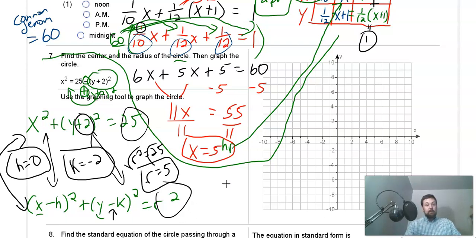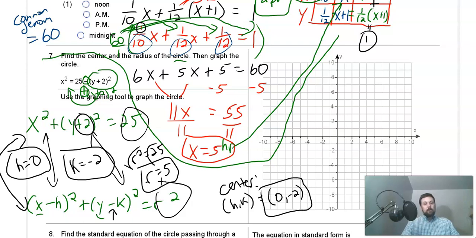The center is at h comma k. I guess this took more writing than I thought it would, or maybe I made it worse than it had to be. But the center is at h comma k. So here's h, here's k. So the center is at 0 comma negative 2. So there's the radius, there's the center. If that's all you do on the problem, you'll get like 3.5 points out of 5, because that's really most of the work right there.